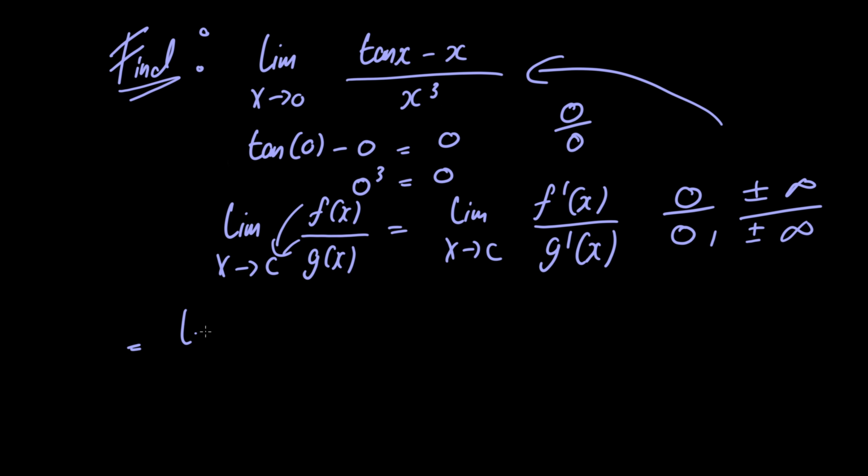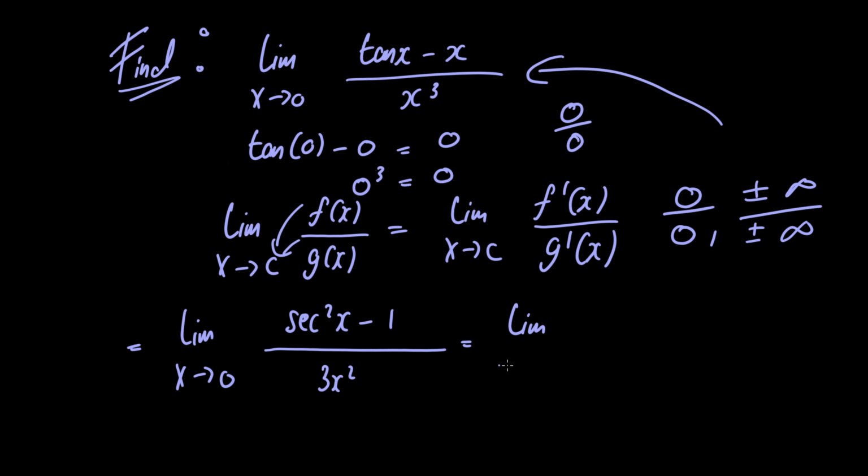We're going to have the limit as x approaches 0. The derivative of tangent of x is just secant squared of x, and the derivative of x is just 1, divided by the derivative of x cubed, which is just 3x squared. Notice that we can rewrite this as the limit as x approaches 0 of tangent squared of x divided by 3x squared. Now if we just let x tend to 0, we have the same situation as before, that is we have an indeterminate form of 0 over 0, so we're going to have to apply L'Hopital's rule again to try and solve this problem.